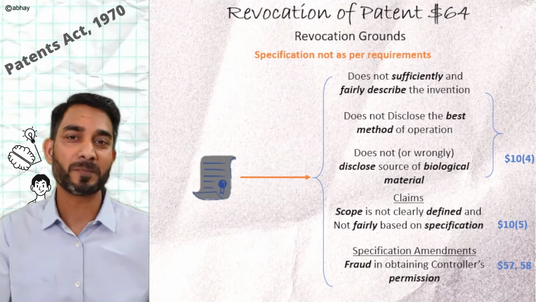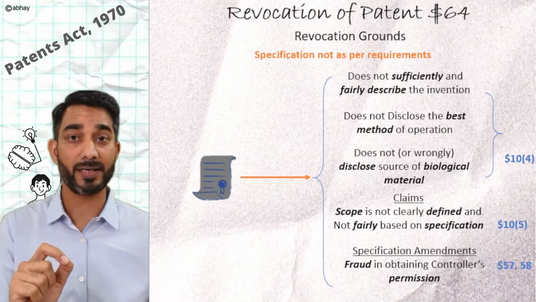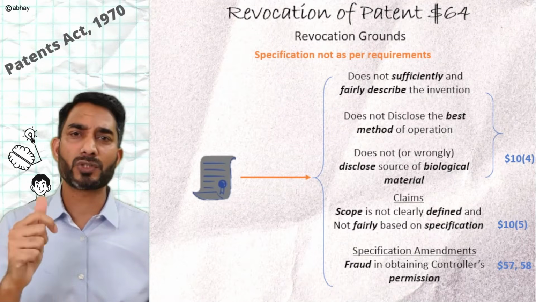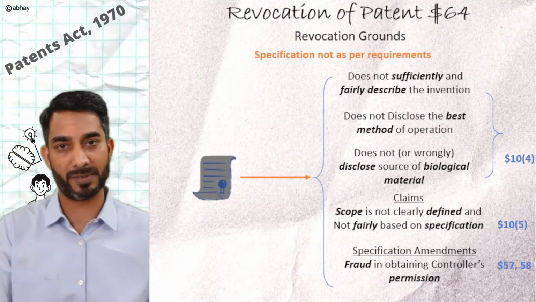the specification. In case the specification was amended as per section 57 and 58, we can check if there was any fraud committed to obtain permission from the controller to make such amendments.